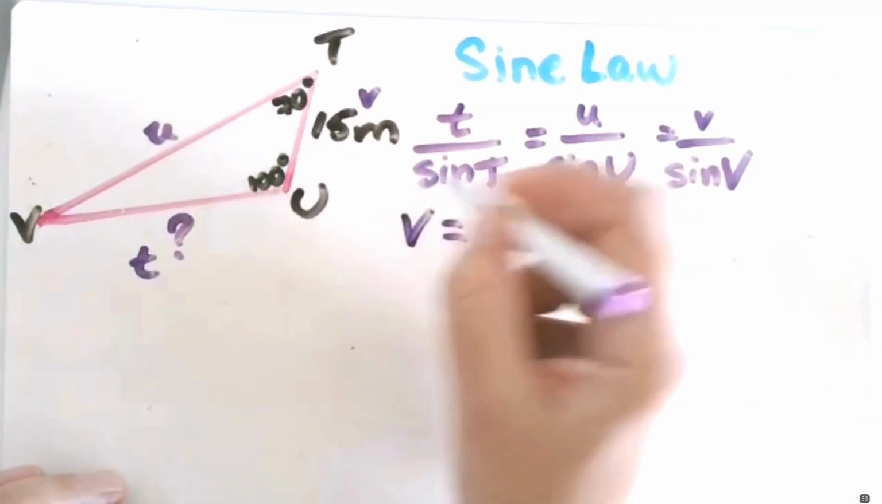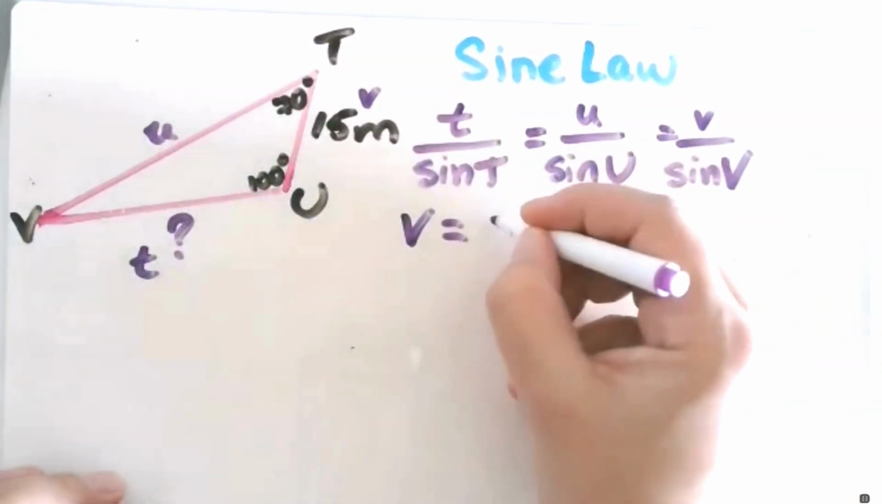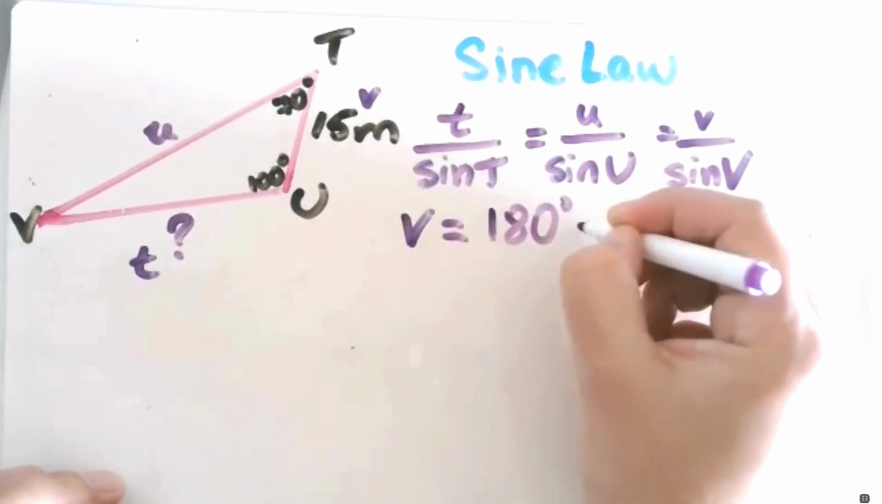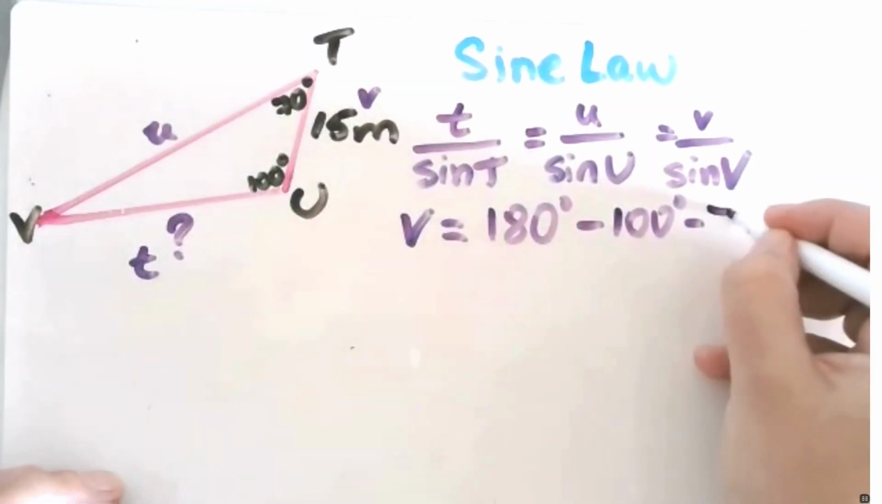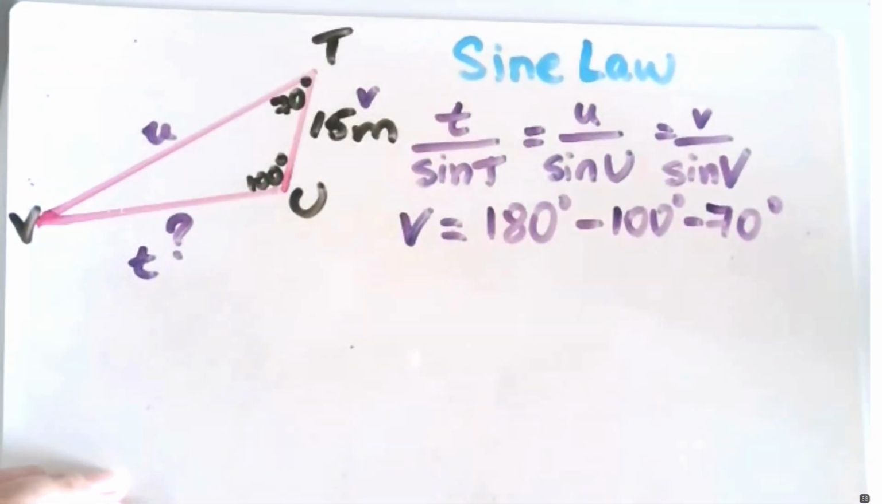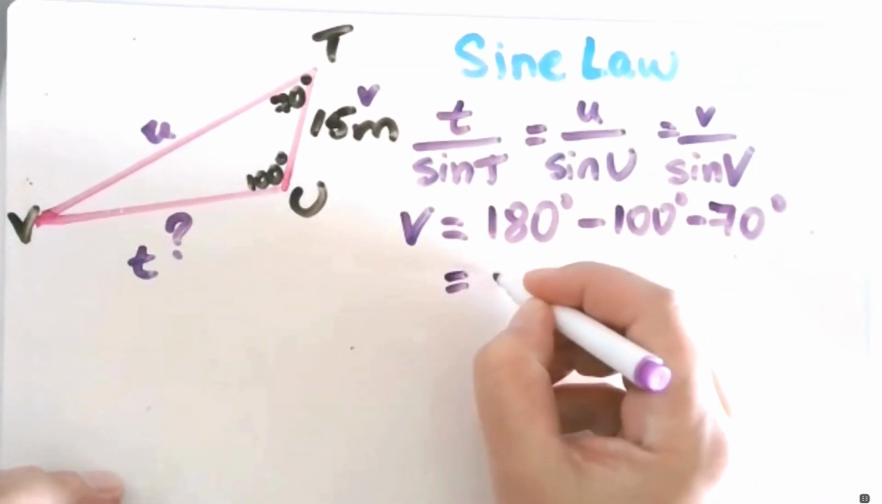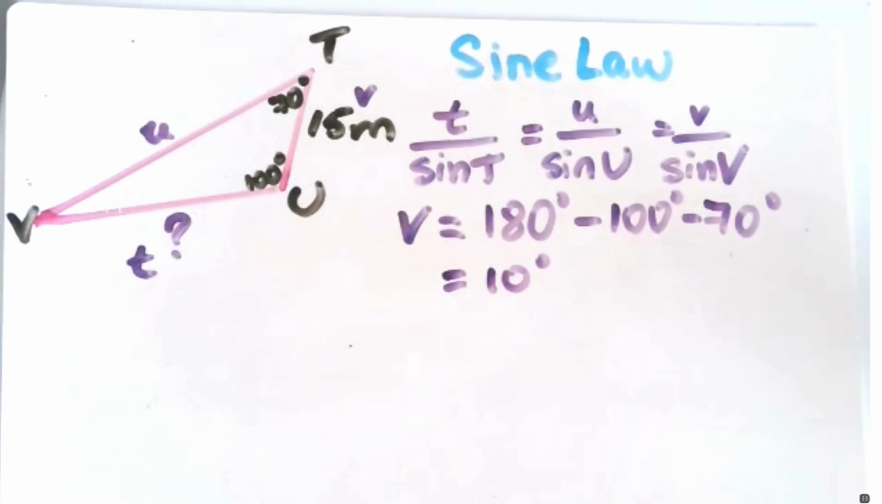V is equal to, all of the sum of the angles is 180. So 180 minus 100 minus 70. And we don't need a calculator for this because we know that this is going to give us 10 degrees. Okay, so now let's write that in, that angle V is 10 degrees.